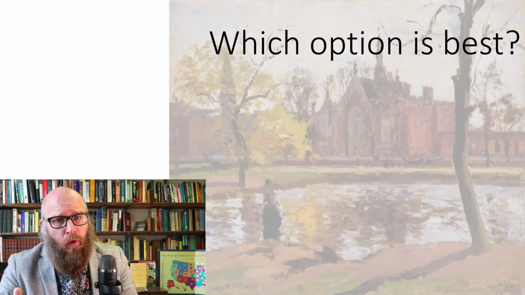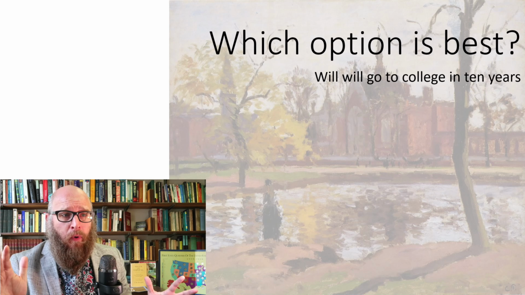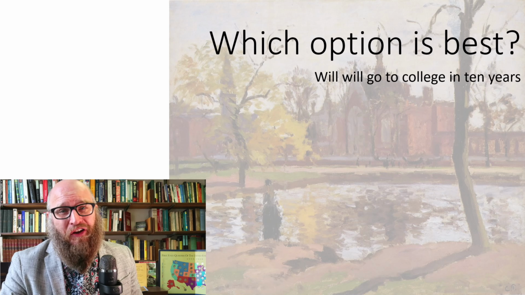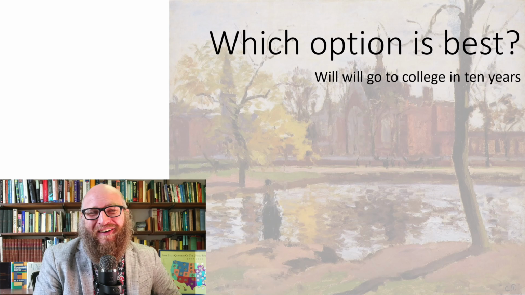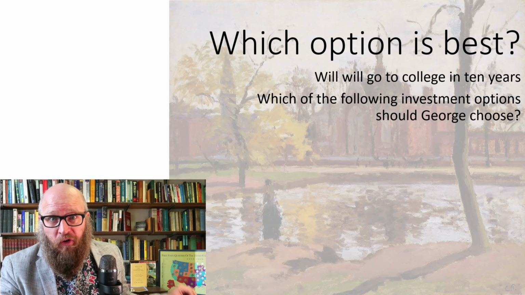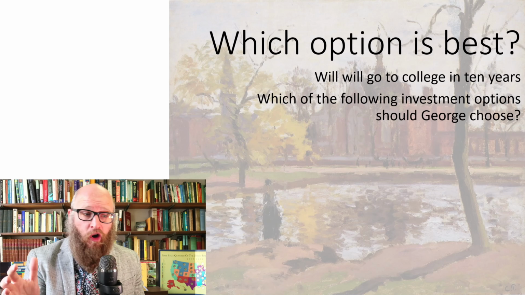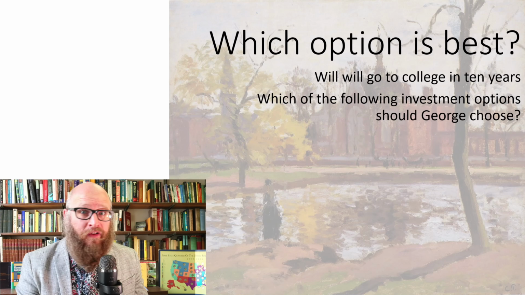Knowing how much something will grow over time will help us choose between different investment options. The timeline of importance is Will goes to college in 10 years. If your name's Will, I want to know how often in your life you saw the sentence "Will do something." Which of the following investments should George, the father, choose to help prepare for this? The scenario we have in mind is that George earned an extra $15,000 at the end of a harvest.